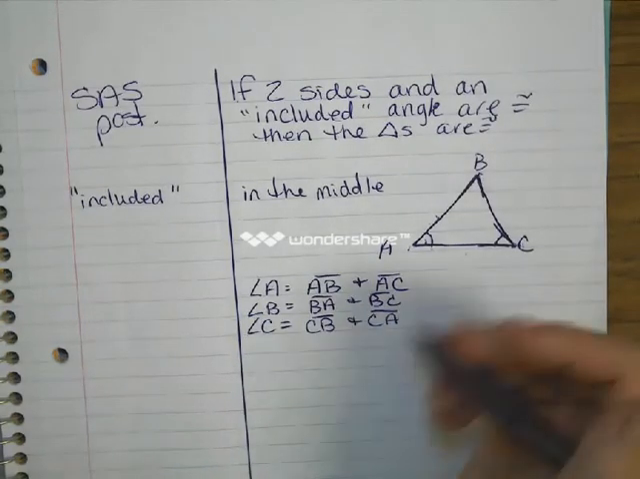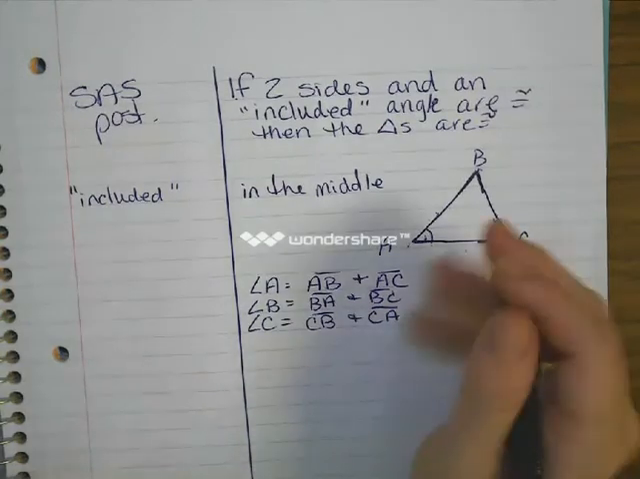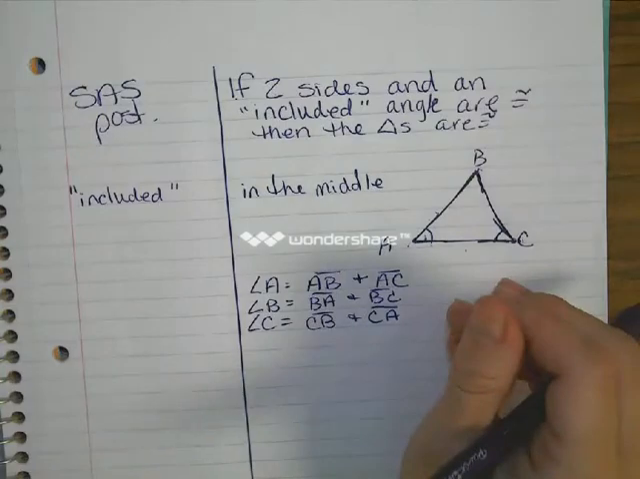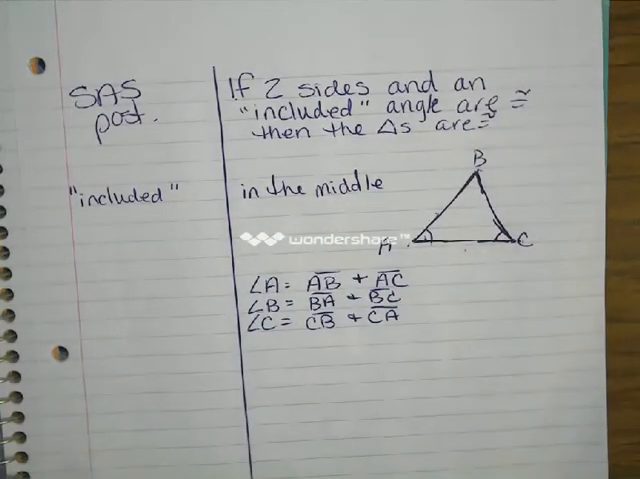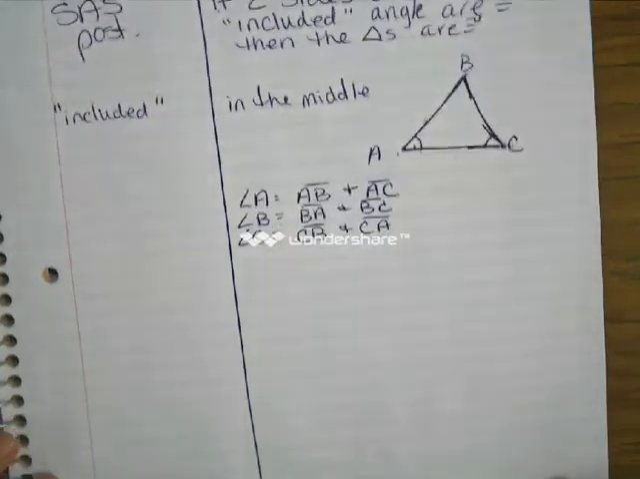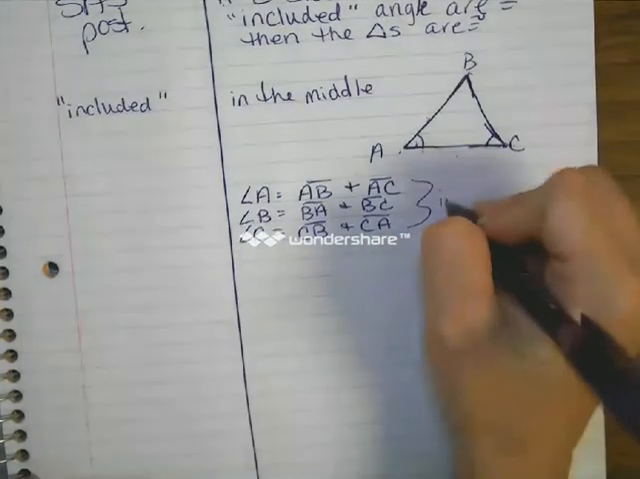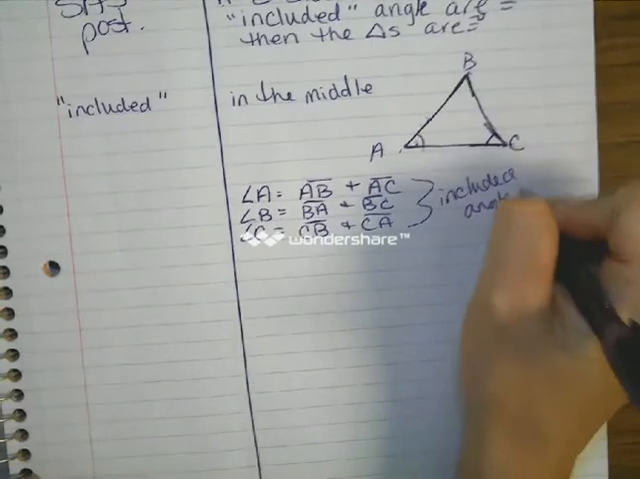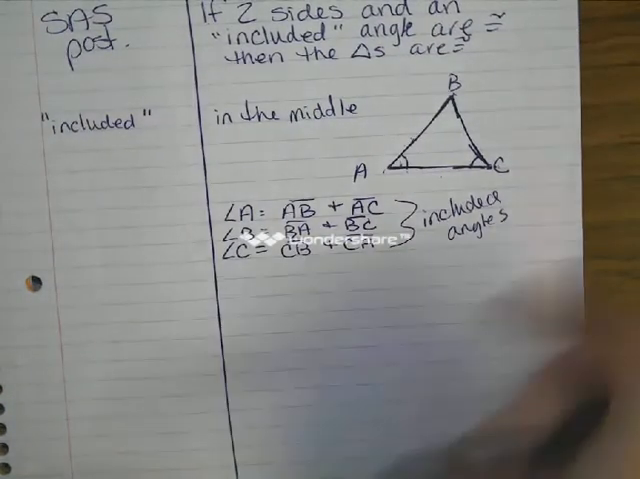Alright, so now that we know what included means, okay, included angles, so these are included angles. Later on in another section we'll talk about included sides. Okay, so let's talk about our sides. AB. Included means in the middle, right? So what AB is included between which two angles? Well, if this is AB, then it's going to be angle B and angle A.